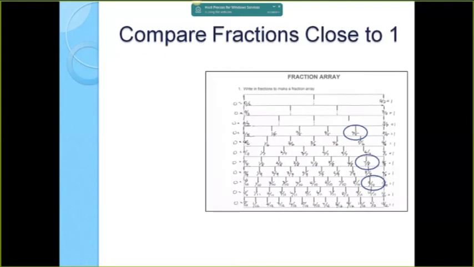Our fifth and final strategy, fractions close to 1. These take a little practice. Consider 7/8 and 4/5, which are both a bit less than 1. 7/8 has the lesser unit fraction missing, so it's the greater fraction.